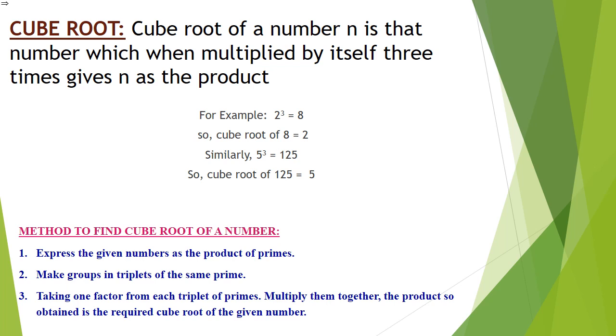Similarly, 5 cube is equal to 125. So, cube root of 125 is equal to 5.